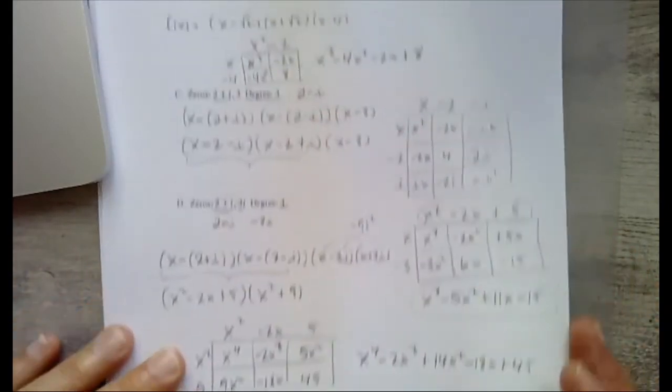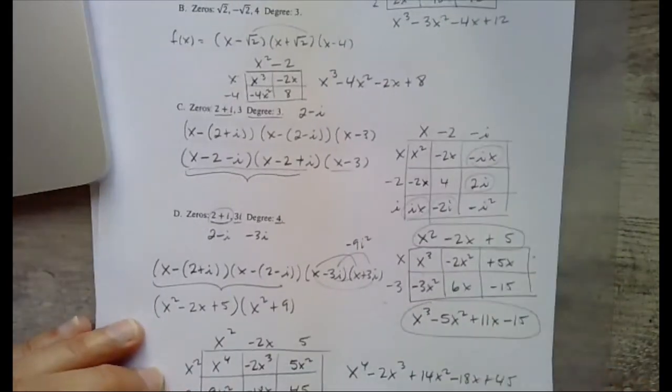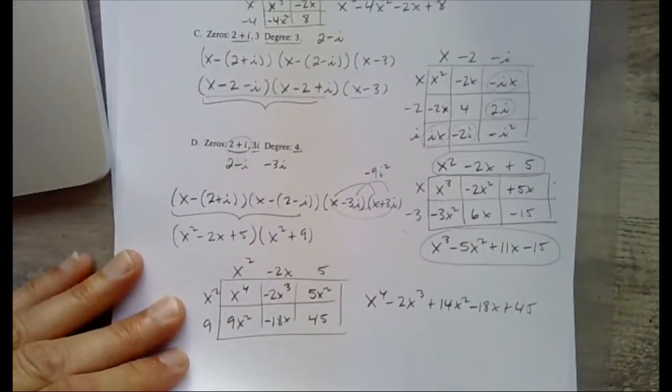Okay, so these problems are a little bit more of a challenge, but all we have to do is multiply out the corresponding factors with the corresponding given zeros. Okay, next problem.